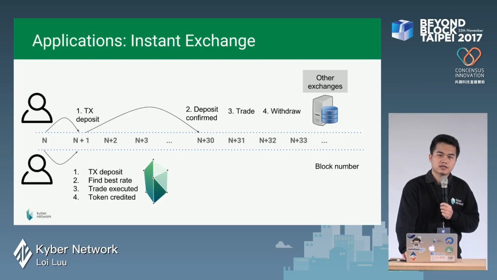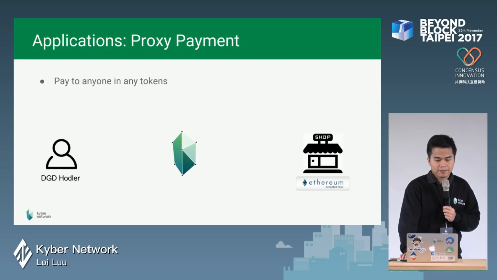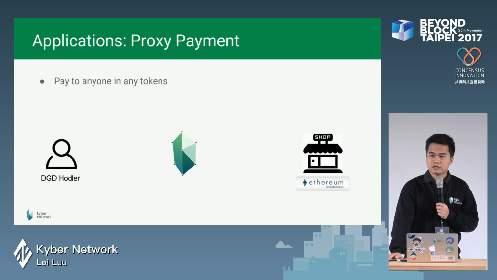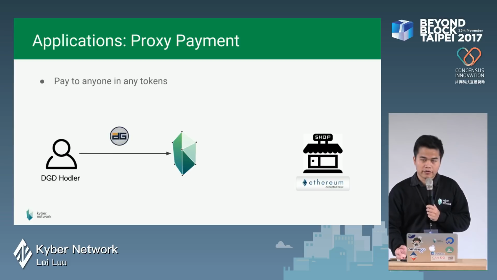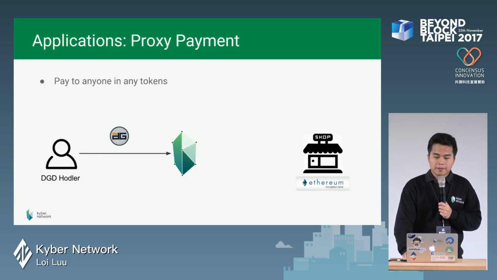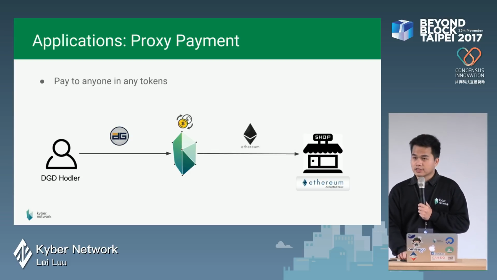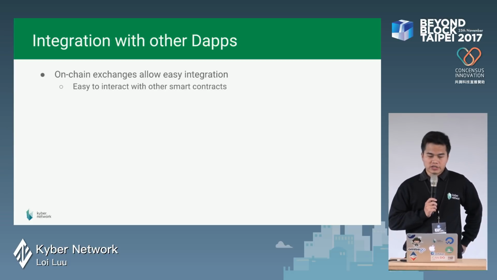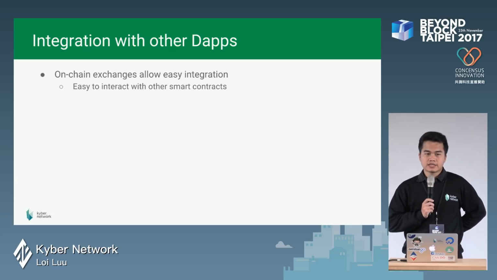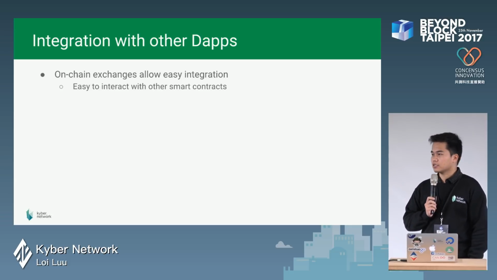You have to pay for the gas, right? And we can also allow you to do some sort of proxy payment. So if you want to pay some merchants, and the merchant only accepts Ether, and you have only maybe Omisego or the ZixDAO token, then you can send the token to Kyber. Kyber can do the conversion in the background and forward the payment to the merchants, right? And because we run everything on chain, it is really easy to integrate with other dApps or other smart contracts.